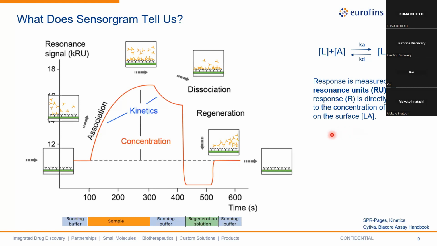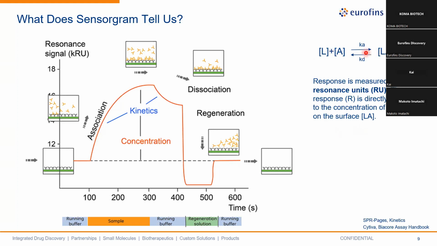And on the right side, you can see a simple model for one-to-one binding. If you have ligand and analyte, they will form a complex on the surface. The ligand is immobilized on the surface, and the analyte flows through. They will bind to the ligand, and then the analyte is trapped on the ligand, forming the ligand-analyte complex on the surface of an SPR chip.